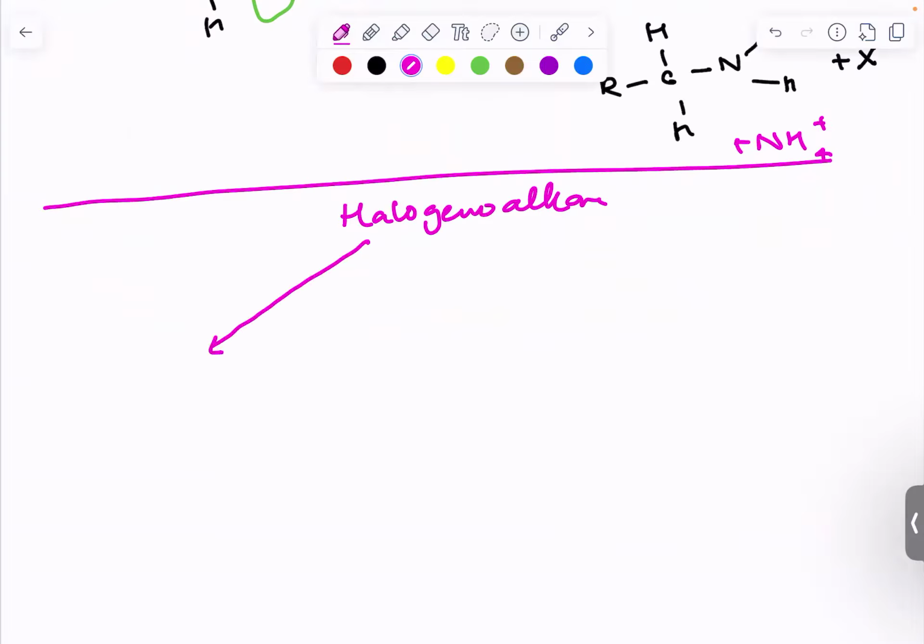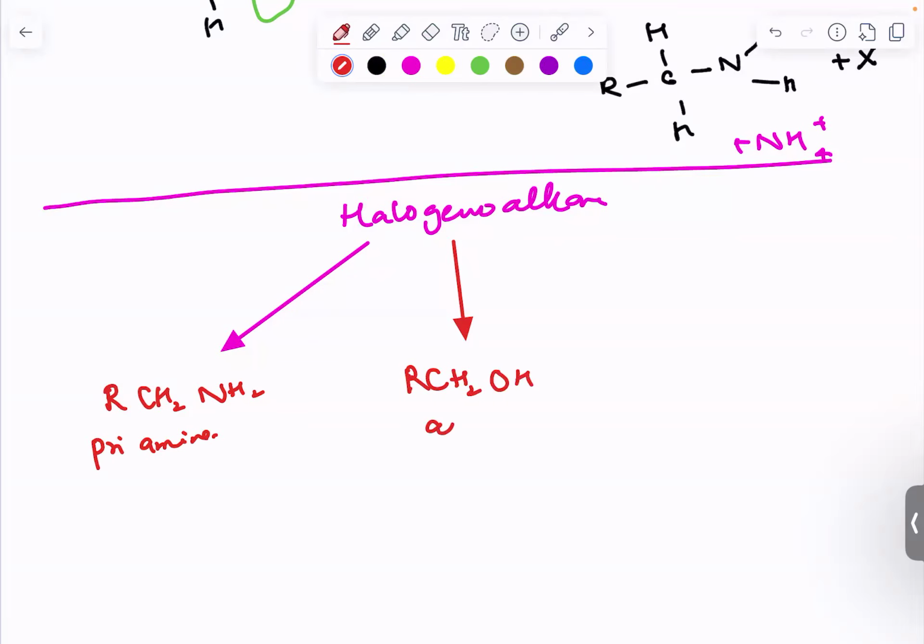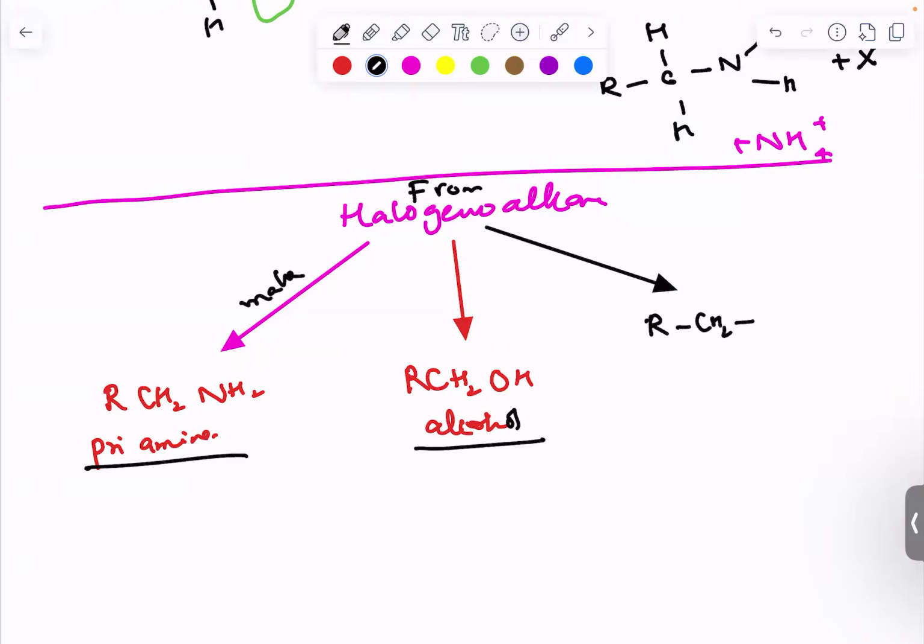Halogenoalkane number one. RCH2NH2. This is primary amine. Then RCH2OH, alcohol. From halogenoalkane, you can make amine, you can make alcohol, or you can make RCH2C triple bond N, and that is nitrile. So these three classes can be made from halogenoalkane.